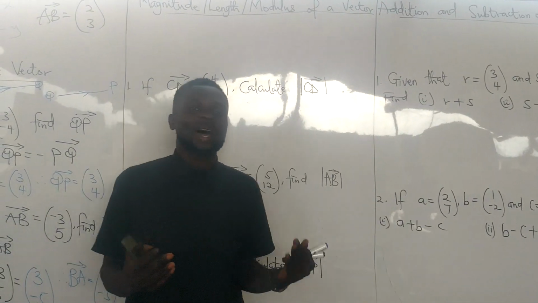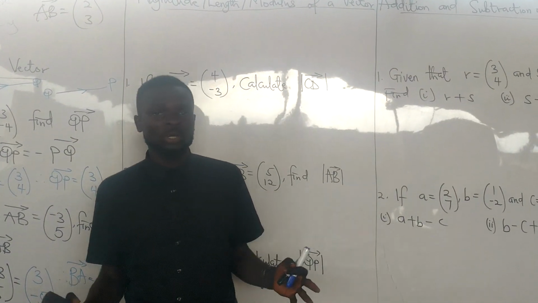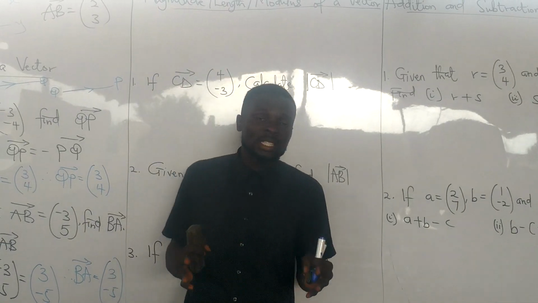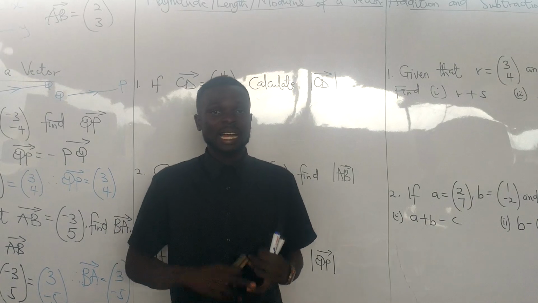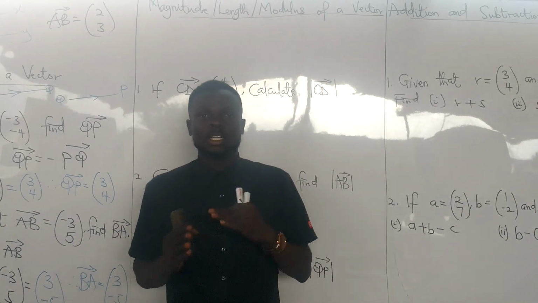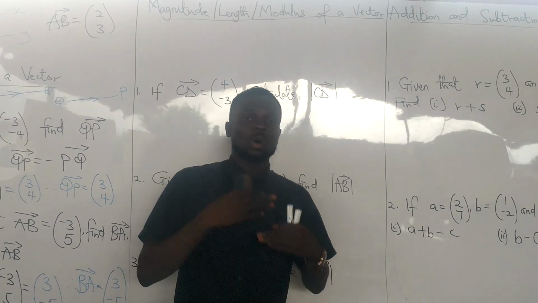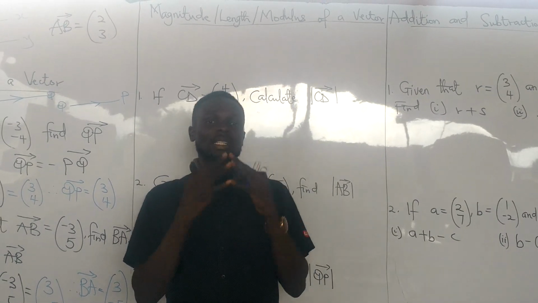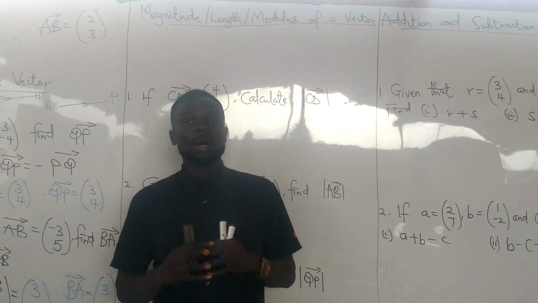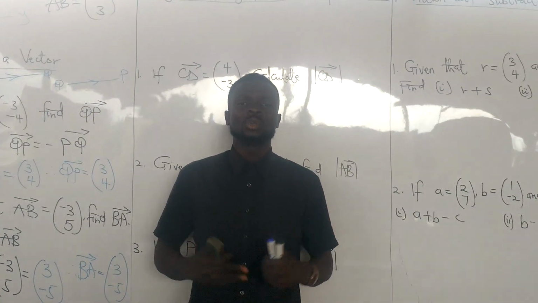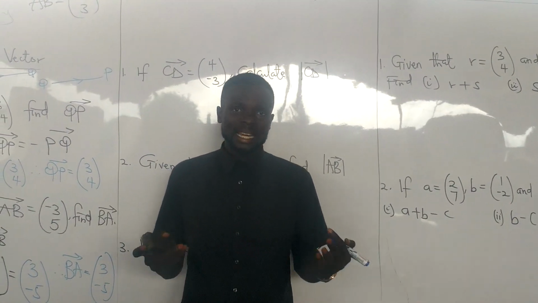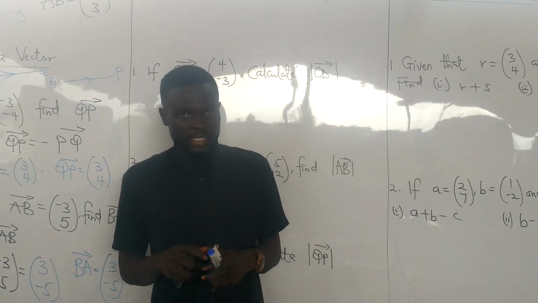So how can we find the magnitude? Because we were told that a vector is a quantity that has both magnitude and direction. That is, it is either to the northeast, the northwest, the north, the south, or wherever it is. That is the direction. But the magnitude is the same as the length of the vector. So how can we calculate the length of a vector?